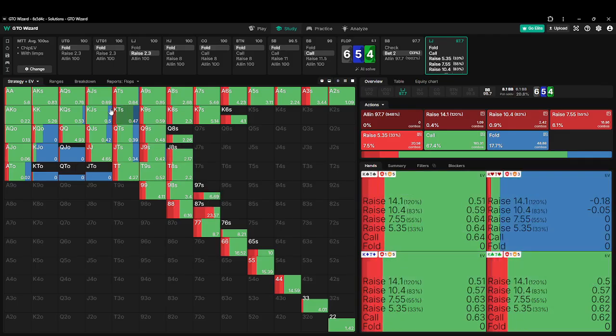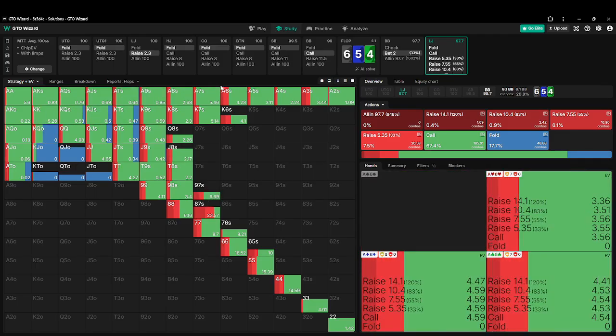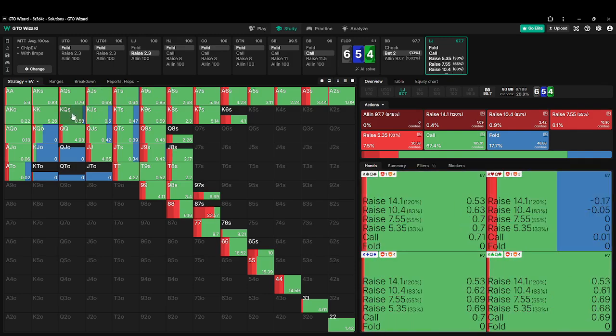So if you decide to follow a strategy of, okay, I'm just going to call with any pair or gut shot or better, and I'm going to continue with overcards that do have the backdoor flush draw or the backdoor straight draw. If you go for some sort of approach like this, that would be the simplest way to approach it.